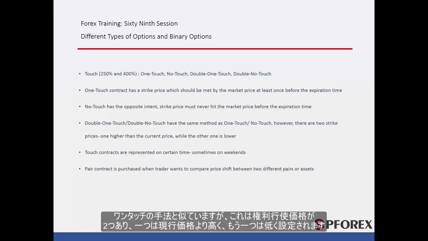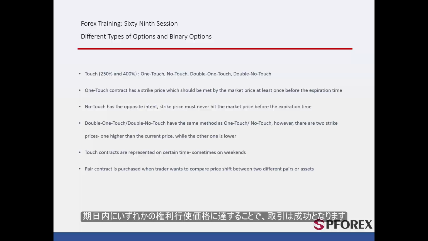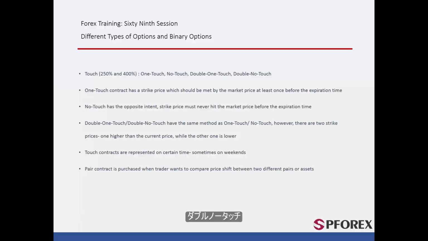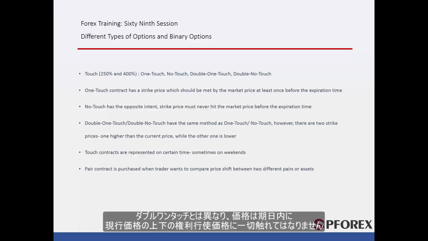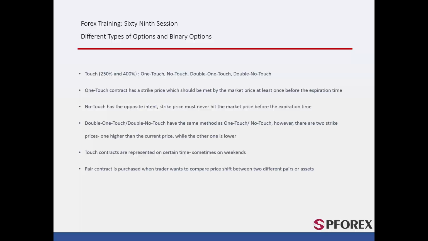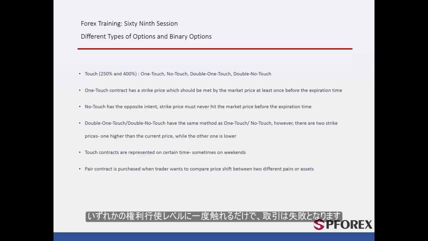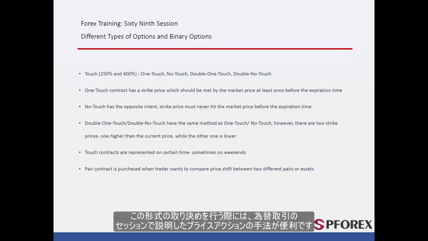Double one touch. It is similar to the one touch method. However, there are two strike prices, one higher than the current price and there is one lower. Even if the price hits any of the strike prices during the contract time, the deal would be successful for the trader. Double no touch: unlike double one touch, price must never meet the strike prices, which are above and below the current price during the contract. Even one hit of any strike levels causes the contract loss. Price action technique explained in Forex trading section is useful when a trader is dealing with this form of contract. Payout would be from 30% to 480%, mostly affected by the strike and current price gap.